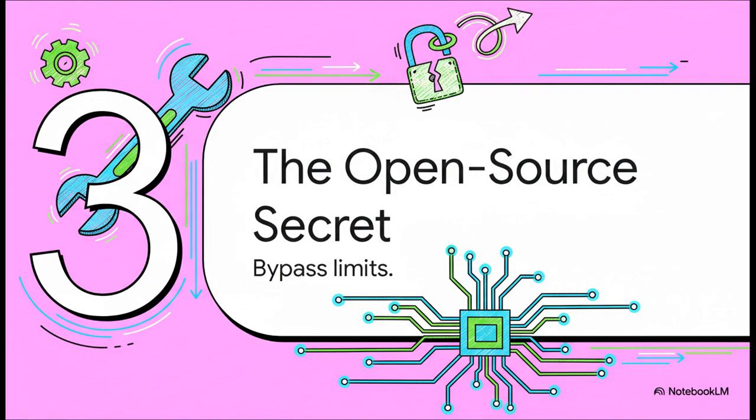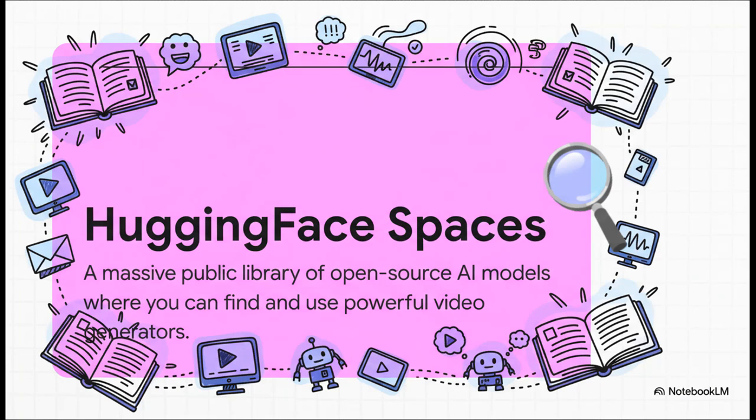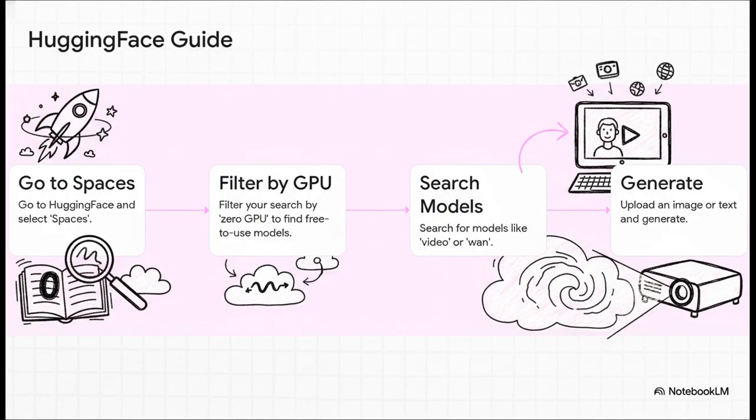Okay, this next part, this is the real insider secret. This is where we go beyond the pretty websites and tap directly into the source code to get around pretty much any limit you can think of. The key to all of this is a website called HuggingFace, and specifically a section called Spaces. Just think of it like a giant public library, but instead of books, it's packed with open source AI models. It is an absolute goldmine for finding and testing powerful video tools you can't get anywhere else. And I promise, it's way easier than it sounds.